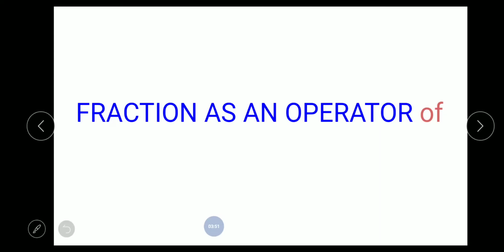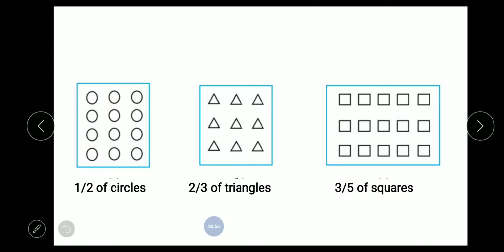Next, fraction as an operator 'of'. How is 'of' used in the case of fractions? See here, 3 pictures are given. We want to find half of the circles. How can we find half of the circles? It is easy because we know the total. How many circles are there? 3, 6, 9, 12. 12 circles are there. So half of the circles, you know, is 6.